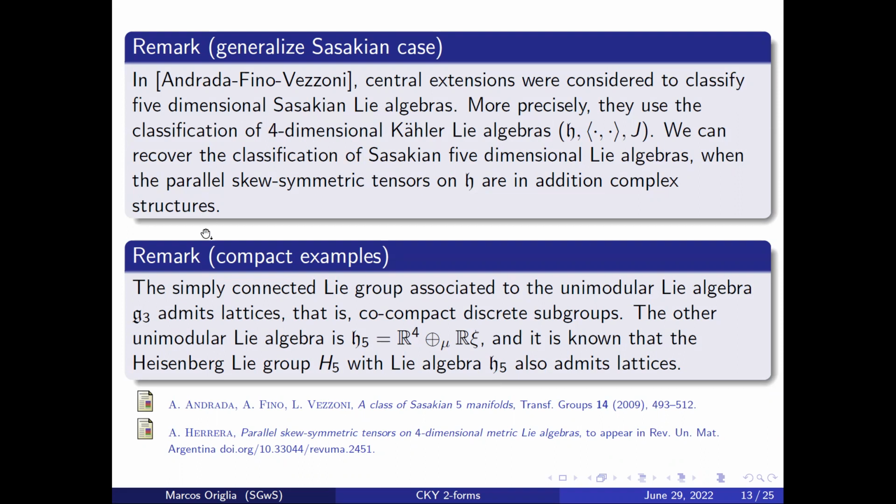That's the point. And the last remark of this part is about compact examples. So in the list I showed you, there are only two unimodular Lie algebras, which are G3 and the Heisenberg one. And the associated simply connected Lie group in both cases admits lattices. So we already knew it for the Heisenberg one, but in this work of Andrada, Fino, Bezzoni, they construct explicit lattices for the simply connected Lie group associated with G3. So in both cases, we have compact examples. Okay, so now the second part.